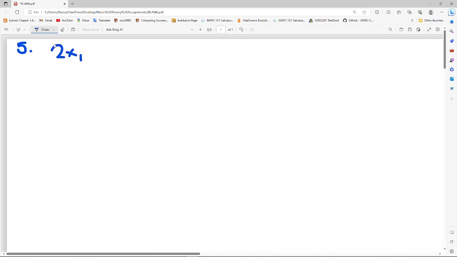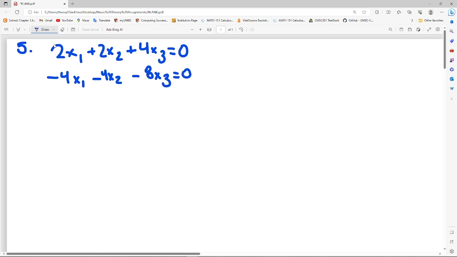So we have 2x1 plus 2x2 plus 4x3 equals 0. Then we have negative 4x1 minus 4x2 minus 8x3 equals 0. Then we have negative 3x2 minus 3x3 equals 0.